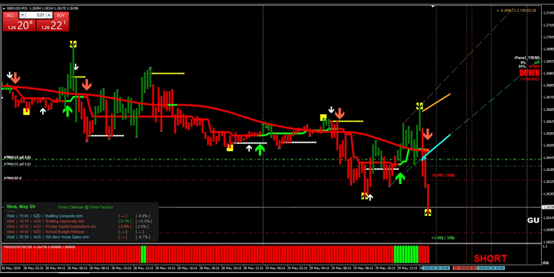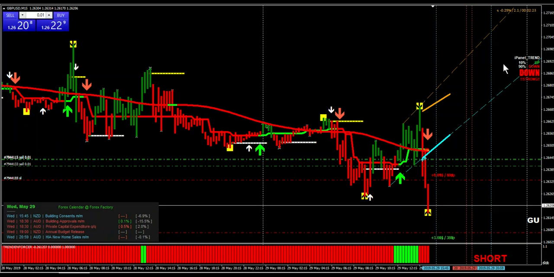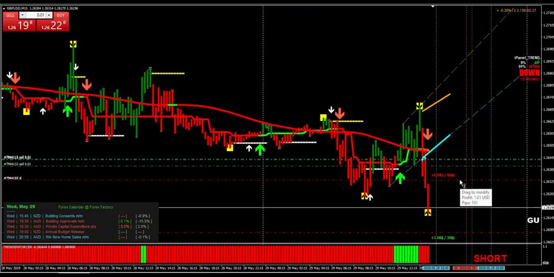We're starting to bounce a little bit, but we still got the strength indicator in our favor by 90%. I'm just going to lock in a little more profit just in case.